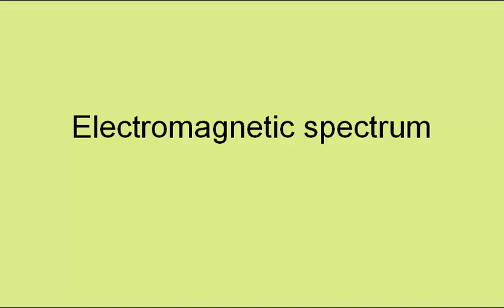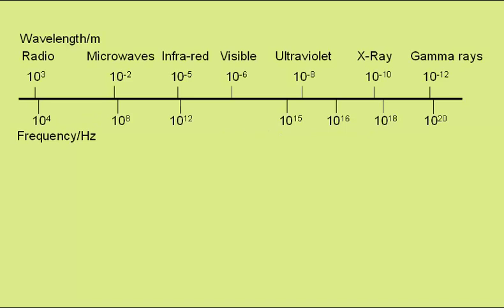The electromagnetic spectrum. This diagram shows the family of waves that make up the electromagnetic spectrum. I've shown the wavelength in meters at the top of the chart and the frequency in hertz at the bottom of the chart. It goes from radio waves at around 10 to the 3 meters, about a kilometer and beyond, up to microwaves around about the centimeter wavelength, infrared, visible, ultraviolet, X-rays and gamma rays at 10 to the minus 12 meters, about 100 times smaller than the nucleus of an atom.